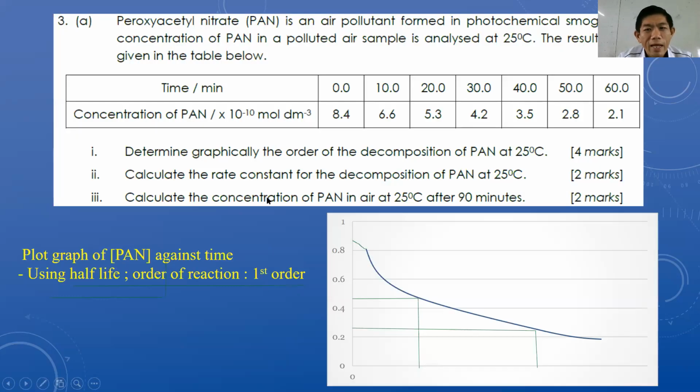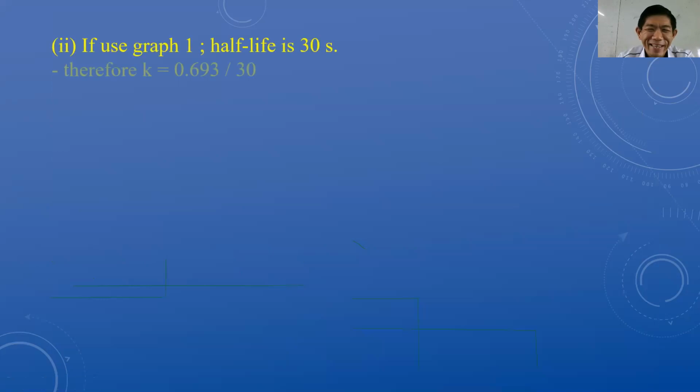And then question number 2, calculate the rate constant for the decomposition. Let's say if you use the graph, you eventually manage to calculate the half-life is 30 seconds. You can deduce half of the 8.4 is 4.2, at 30 seconds. Half of 4.2 is 2.1, at 60 seconds. So it is a first order reaction. You can more or less estimate that.